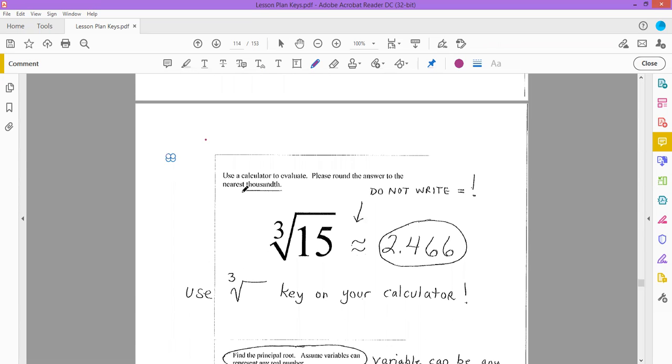So in this example, we're asked to calculate the cubed root of 15. Now, when you substitute the cubed root of 15 into your calculator, you'll notice you get a decimal. That is an estimation. So you aren't getting an exact value for the cubed root of 15. You're getting an estimation. So you want to use the symbol for approximately. This gives you an approximate value of the cubed root of 15.